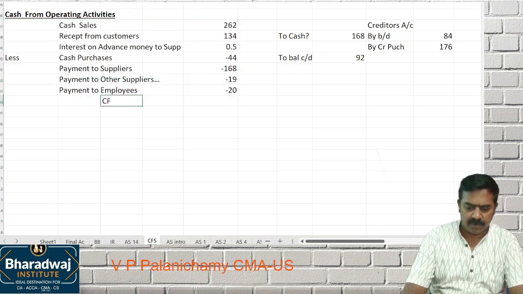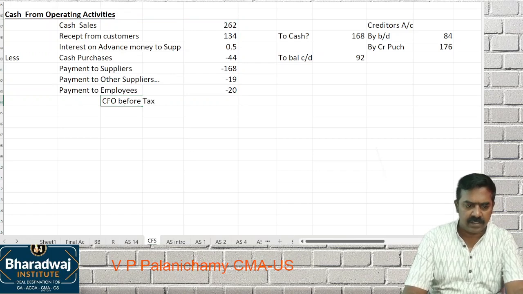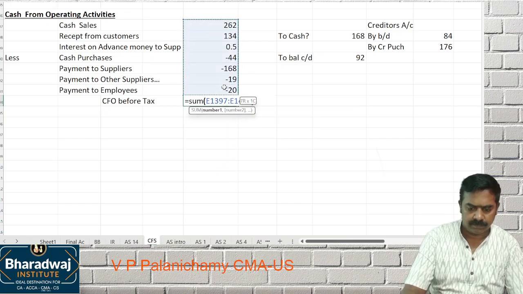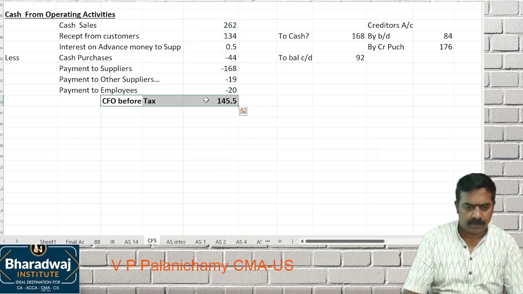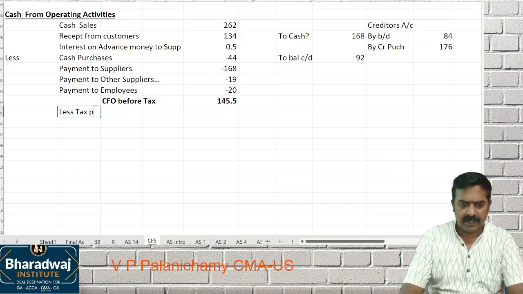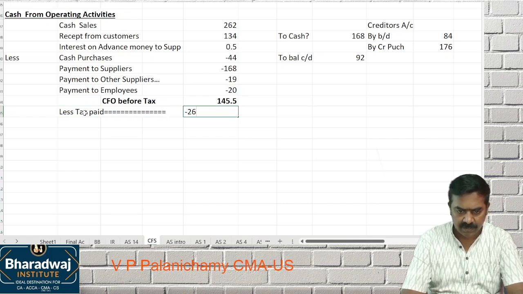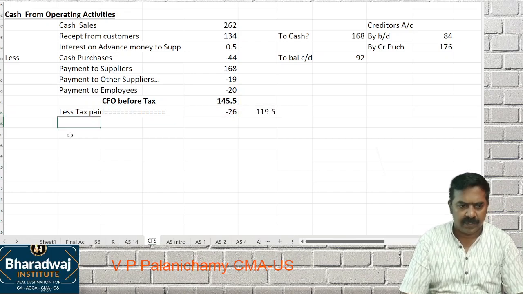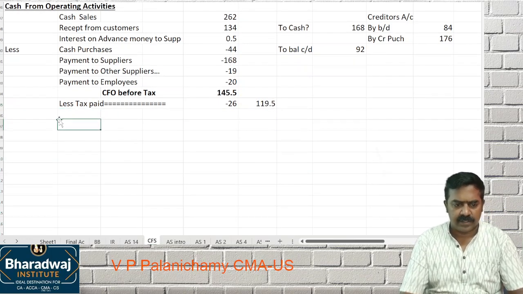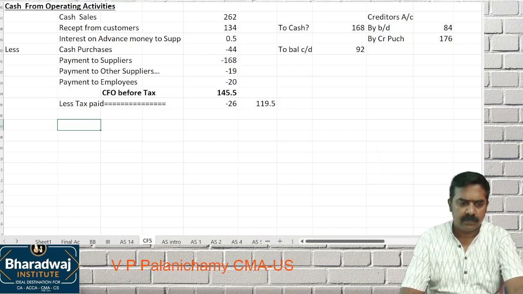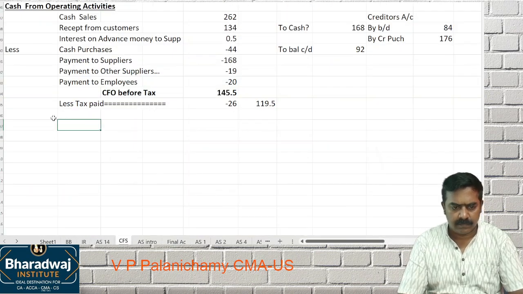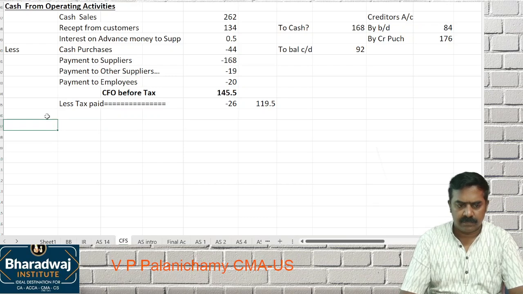It will give the CFO before tax. What is the CFO before tax? Less tax paid. How much tax paid? 26 lakhs. In the outer column the net amount will come: 119.5. Next. Next, which activity? Start.